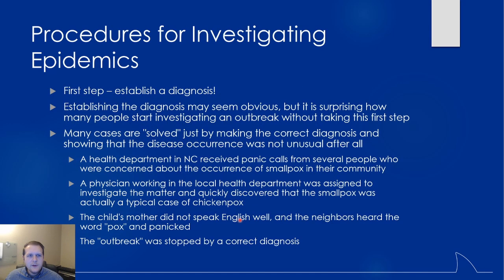So the first step when you're going to be investigating an epidemic is to establish a diagnosis, right? This is where we have to come up with a case definition in order to determine, okay, what are we even looking for? It may seem like a pretty obvious step, but a lot of people can start investigating an outbreak without really even taking the first step. A lot of times cases are solved by just making a correct diagnosis, by showing that the disease occurrence really wasn't that unusual in the first place.